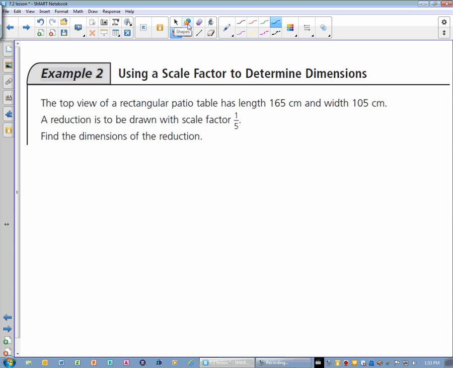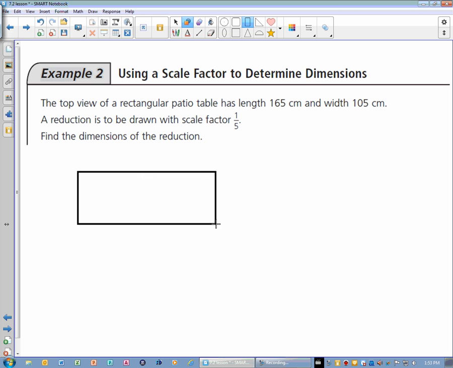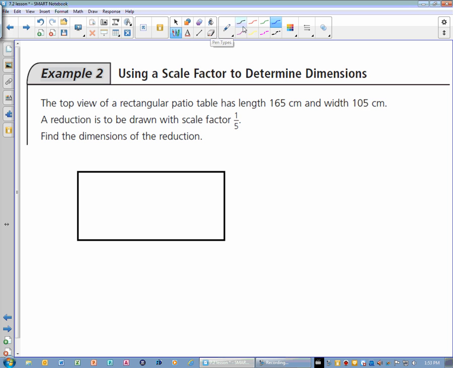So let's go ahead and draw a rectangle. That seems reasonable for a table. And let's label them. Because it's 165 by 105, I'll stick the 165 on the longer part, and I'll stick 105 on the other part. Okay, remember those are centimeters.